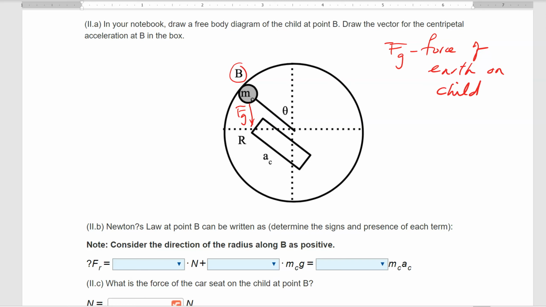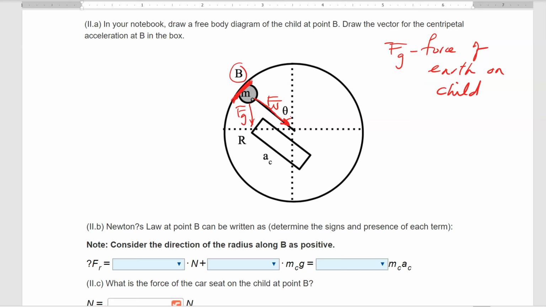Now, the seat is pushing against the child. It's not going to push sideways on the child. It's going to push exactly away from the direction the child is sitting against the seat. And so if the child is resting against the seat, which I'm going to show is this, then the seat's going to push back against the child in this direction. And this is the direction of the normal force.